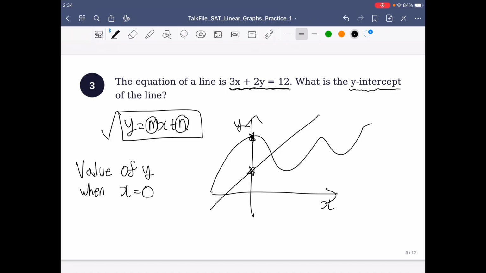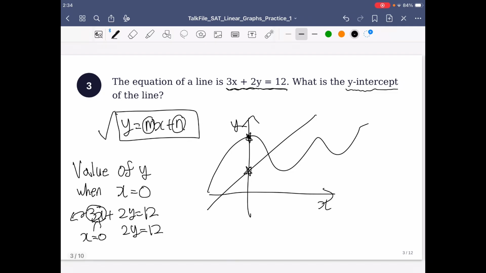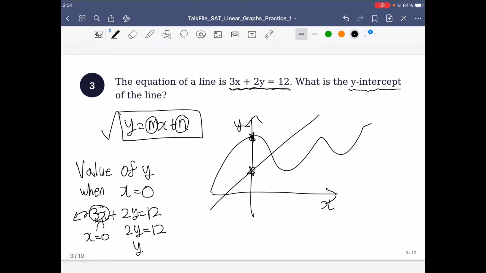Let's have a look at this one: 3x plus 2y equals 12. We are going to put 0 into x, then this whole term is cancelled, and we only have 2y equals 12. If we divide each side by 2, then we get y equals 6.